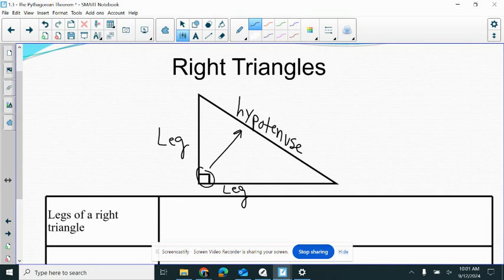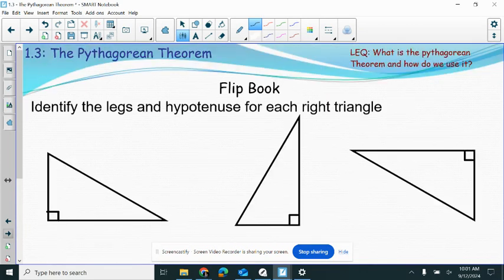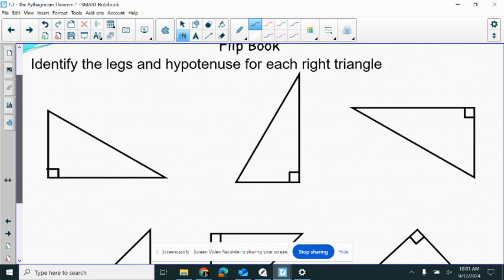A couple things, so that's always across from the right angle. The hypotenuse is also the longest side in a right triangle. So it's really important when we do the Pythagorean theorem that we can identify the difference between the legs of the triangle versus the hypotenuse. So here are a couple of examples.